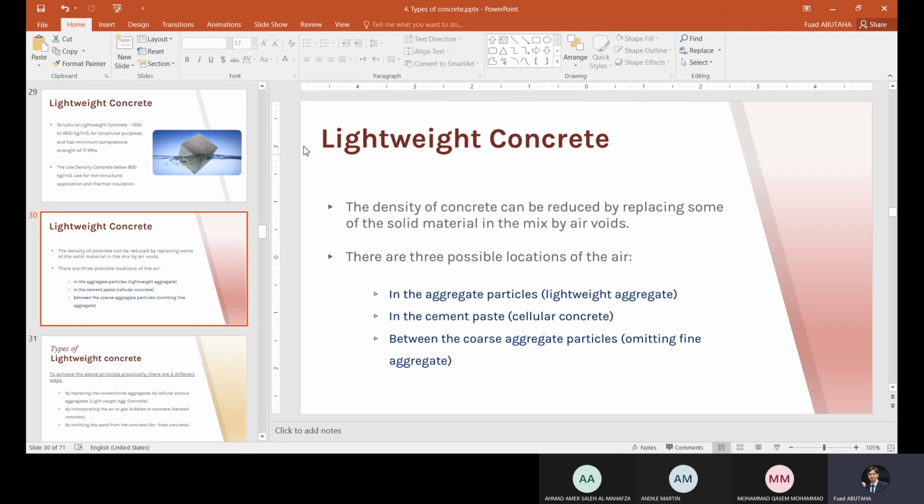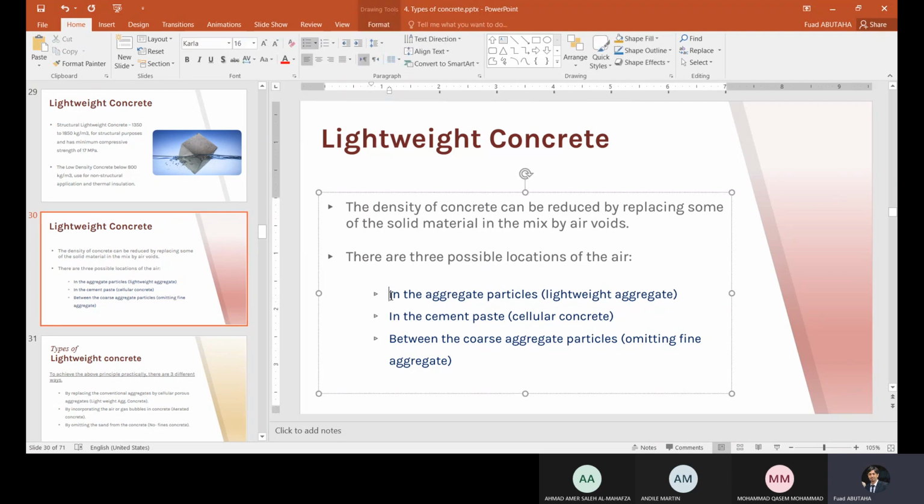So what are the methods to produce lightweight concrete? We have 3 methods. The first one is by using lightweight aggregate. Since you know that the aggregate occupies around 75% inside the concrete, 75% of the volume of the concrete comes from the aggregate itself.